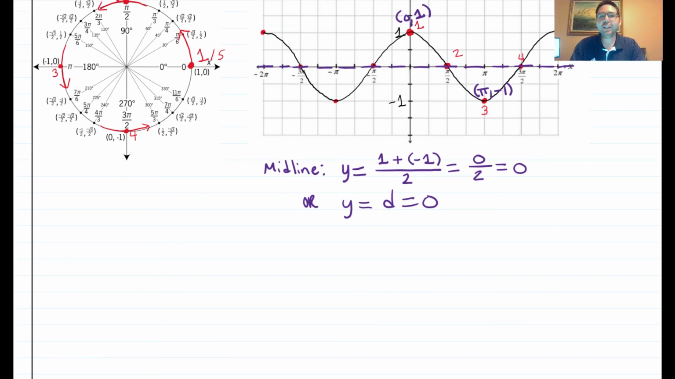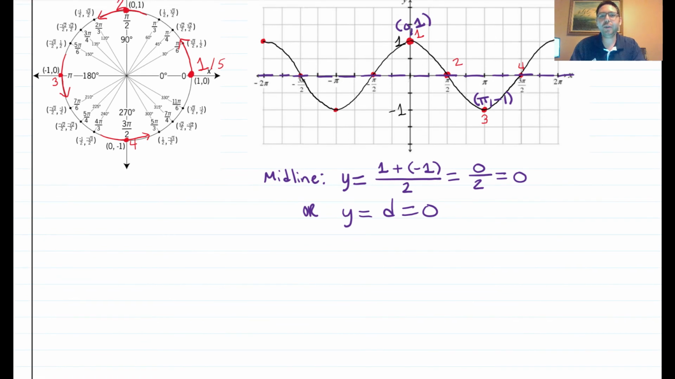All right, the midline is the purple line in the middle. And to find it, you take the average of the peak and the minimum, the maximum and the minimum, by adding them and then dividing by 2. So we know that the peak is 1, the minimum is -1. So then 1 plus -1 is 0. 0 divided by 2 is 0. Also, you can use the d coordinate, and that will also tell you the midline.